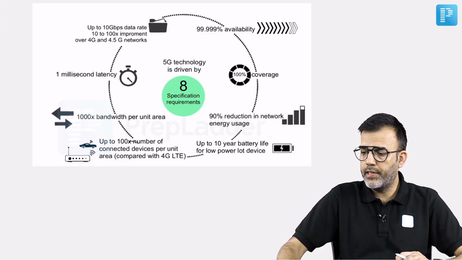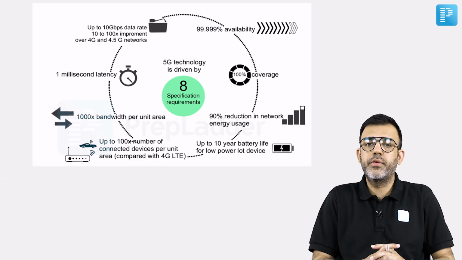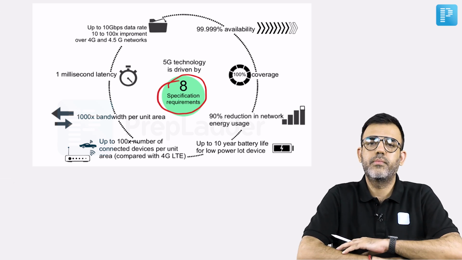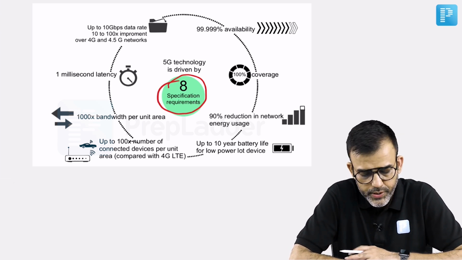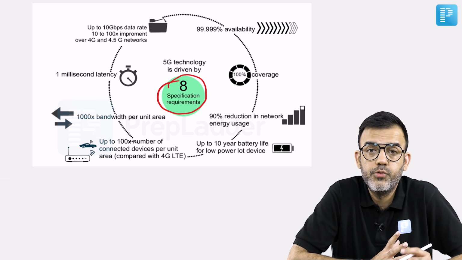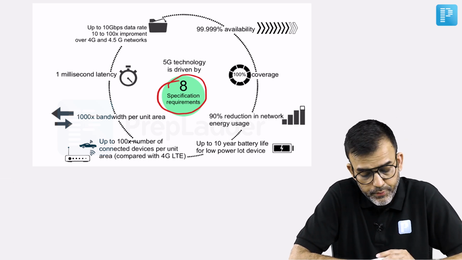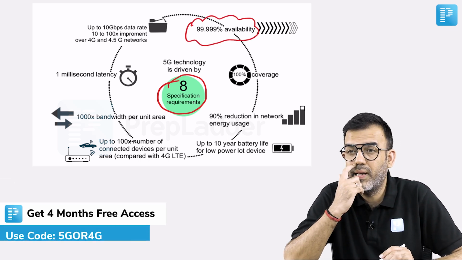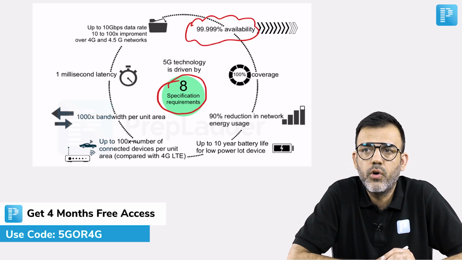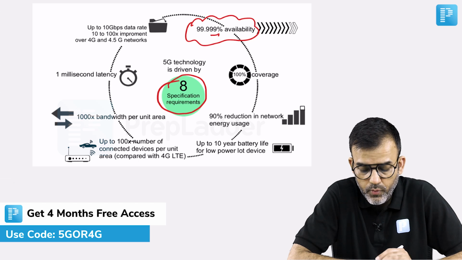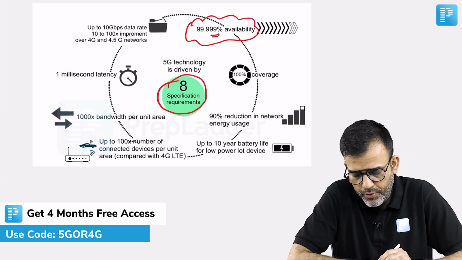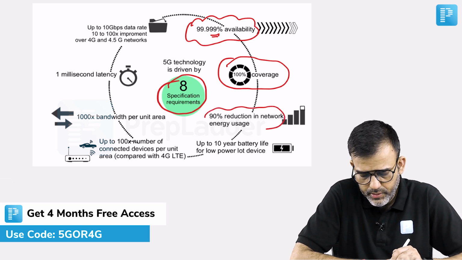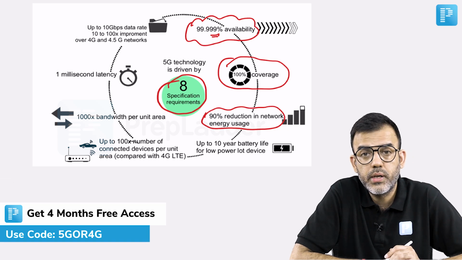So this is the first slide. It must be on your screen right now. There are 8 specific requirements through which we can define a 5G or 5th generation of mobile telephony. The first one is 99.999% availability, almost 100% availability you will witness with 5G. 100% coverage, that's another attribute. 90% reduction in network energy usage.